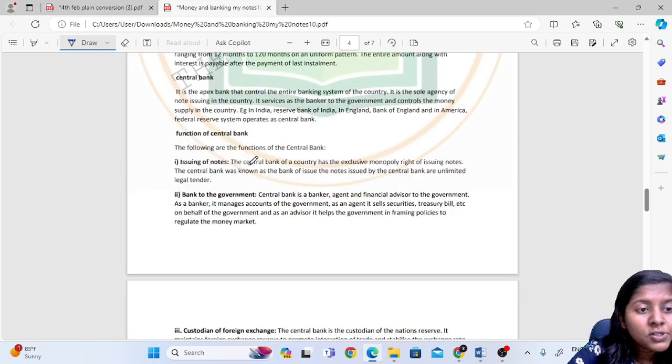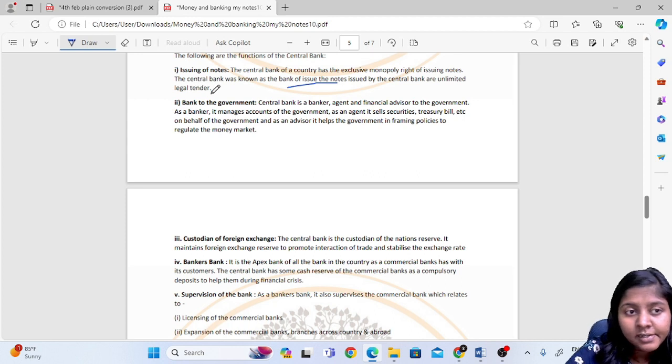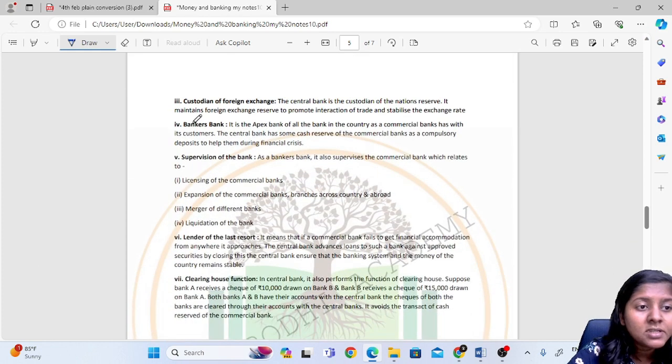So the functions of central bank: it's a banker's bank and it issues notes to the country. So the central bank was known as the bank of issue. The notes issued by the central bank are unlimited legal tender. Then the central bank is a banker, agent, and financial advisor to the government. It is also a custodian of foreign exchange. The central bank is the custodian of the nation's reserve and it maintains the foreign exchange reserves.